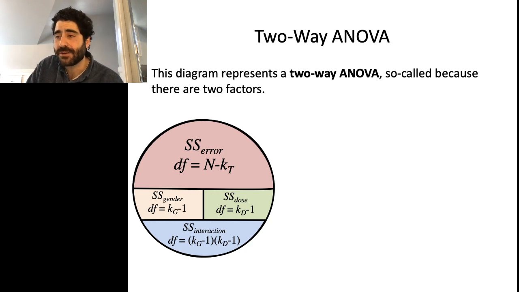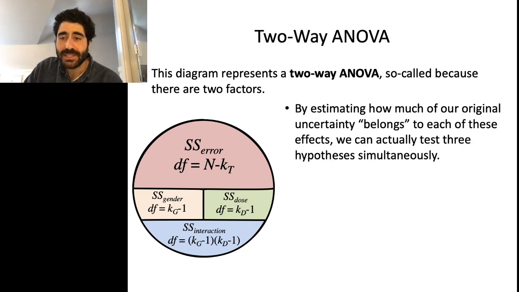So this particular diagram is for a 2-way ANOVA, meaning that there's 2 factors. Again, the general term here is factorial ANOVA, which could be any number of ways. A 2-way ANOVA is that there's 2 nominal factors. You could also have a 3-way ANOVA, a 4-way ANOVA, and so on.